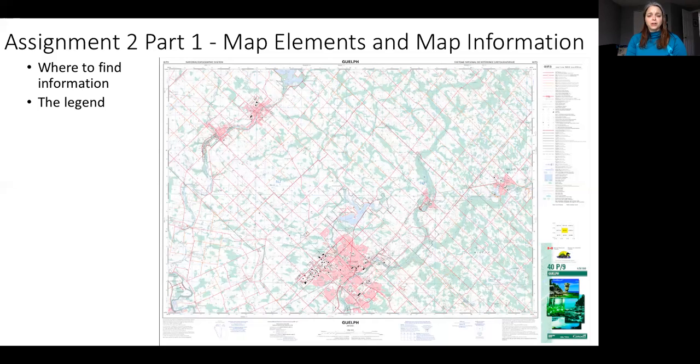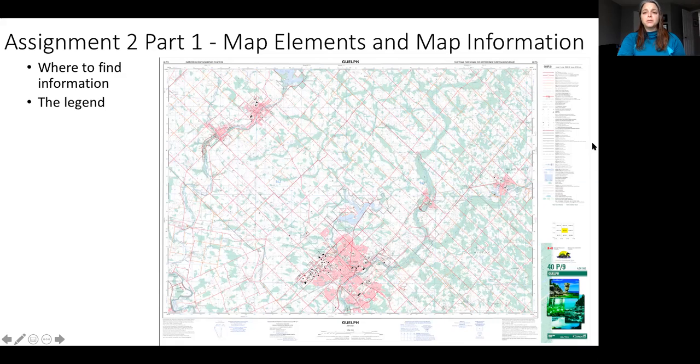So what we have here is a really large scale overview of our map that we're using, which in this case is the Guelph National Topographic System. Along the very bottom of the map is where you'll find things like the title, the scale, information about magnetic declination, publication dates, contour lines, all of that, as well as some information in particular about using the UTM coordinate system.